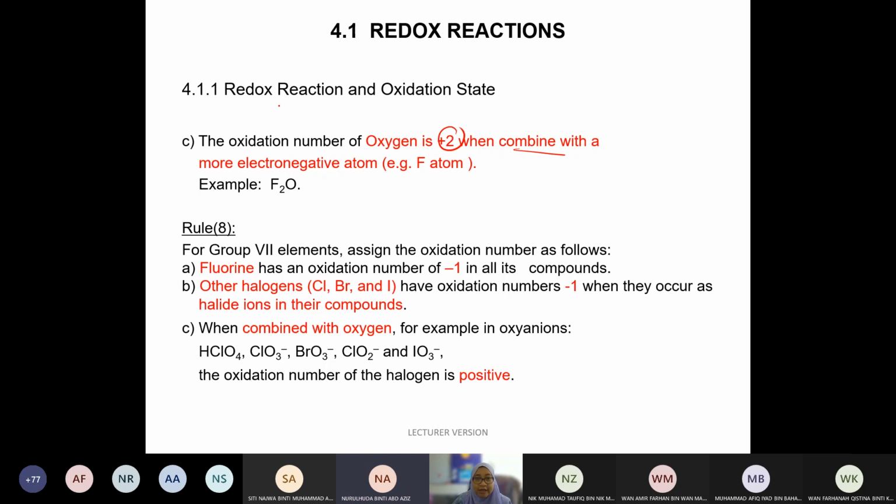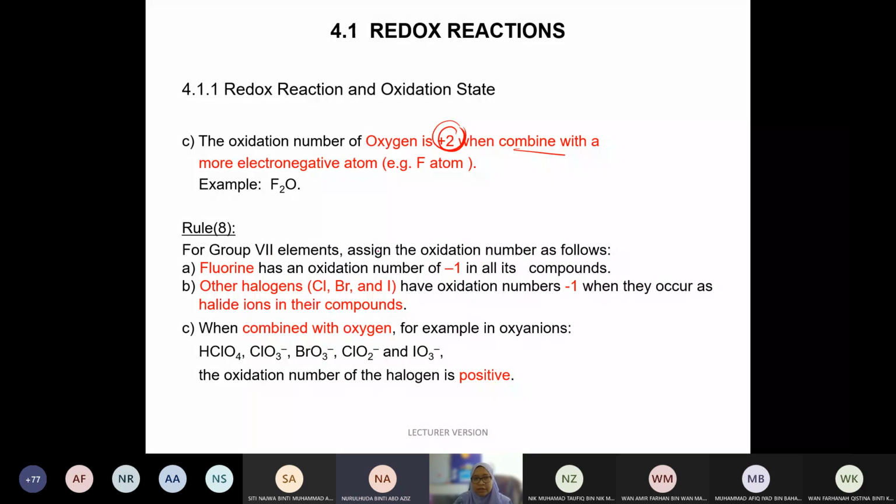Okay, dia ada reason kenapa dia jadi positif tu lah. So this is very unlikely. Oxygen tak suka tapi dia terpaksa. Bila perlu dia akan jadilah. Okay. Okay, so that is C for oxygen. So done. That we have 3 consideration that we have to consider for oxygen. Okay guys. Okay, last but not least, rule number 8 for group 17.